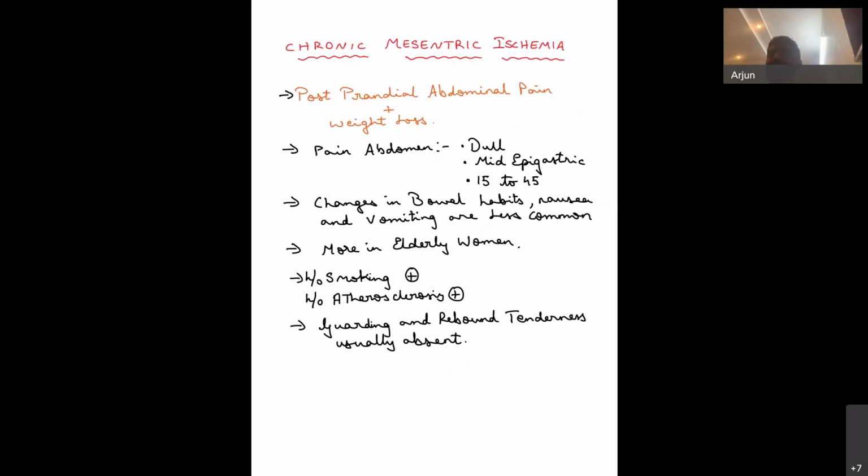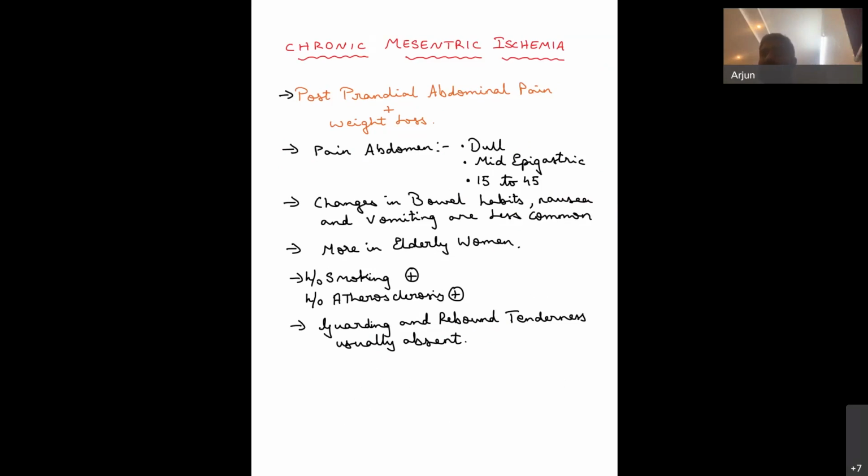Coming to chronic mesenteric ischemia, the two main things that help us in the diagnosis of chronic mesenteric ischemia are the postprandial abdominal pain, and the patients present with excessive weight loss. They're cachectic. The abdominal pain basically is dull, colicky, and it is mid-epigastric and mainly occurs 15 to 45 minutes after the ingestion of food.